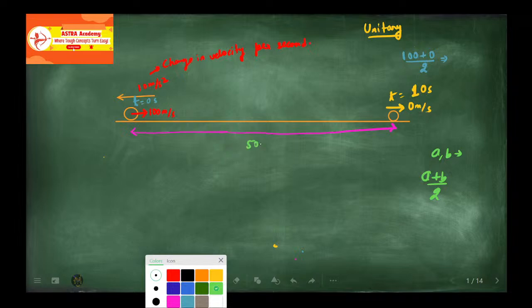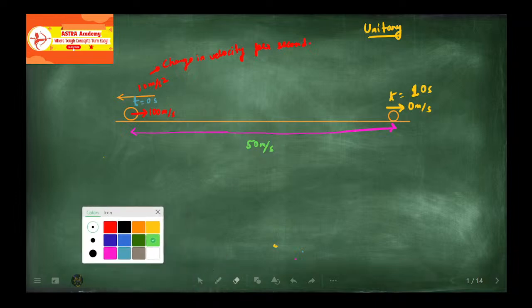become 50 meters per second. Okay, this is the average speed. Now you must be thinking, sir, we should use the equations of motion in 1D, the formula s = ut + (1/2)at². Our teacher had already told us that we should use that formula in order to find the distance. But that is a difference of approach.